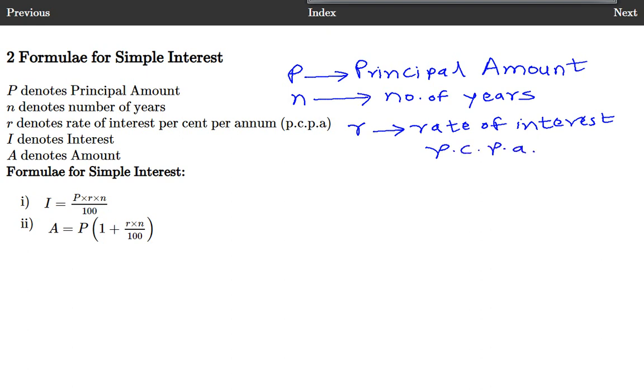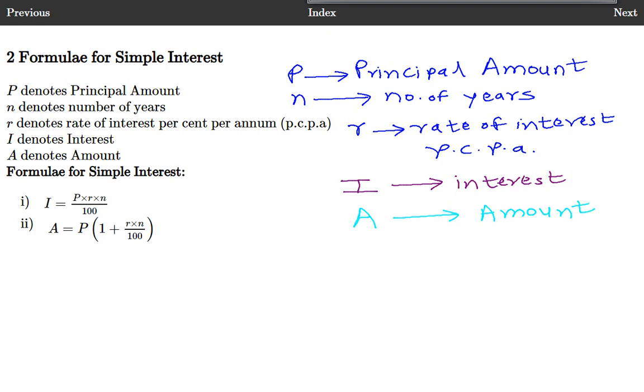And I denotes interest. Interest means simple interest in this case. And A denotes amount. So recall the notation. P stands for principal amount. N denotes number of years. R denotes rate of interest, percent per annum. I denotes interest and A denotes amount.